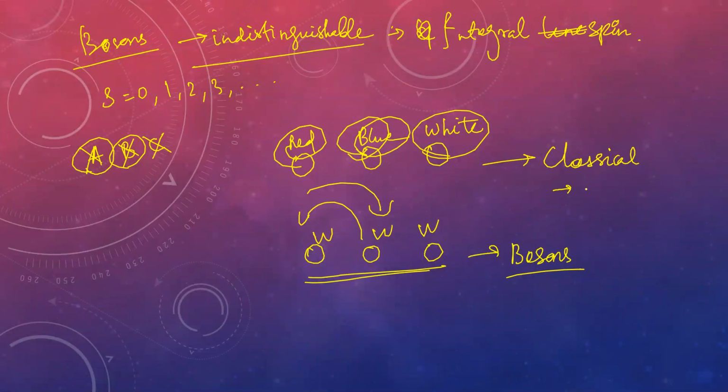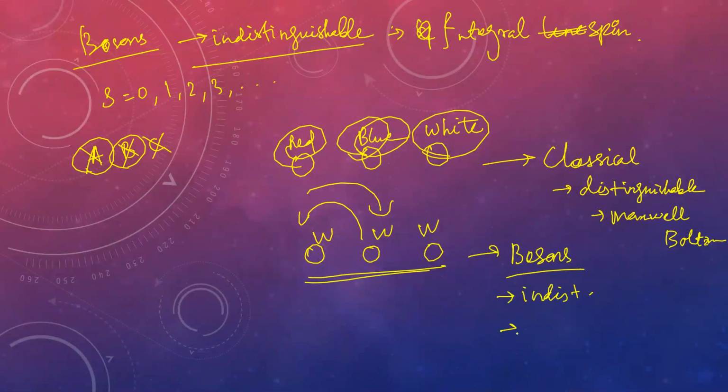Classical particles are distinguishable, and they obey Maxwell-Boltzmann statistics. Bosons are indistinguishable. They obey Bose-Einstein statistics. Okay. So how would we arrange these particles? Three states in the question. Please write the question and see how I am solving it.